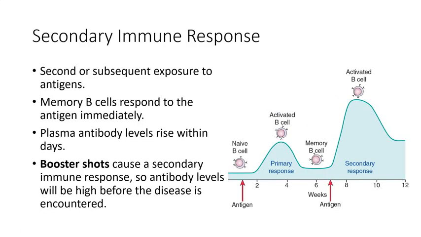The secondary immune response occurs when there's a subsequent exposure to antigens. Because we have memory B cells, plasma antibody levels are able to rise within days because they can respond immediately. You get this secondary response if you get reinfected with a disease you've had recently or previously, or when you get booster shots where you are trying to stimulate a higher level of antibody before a disease is encountered.